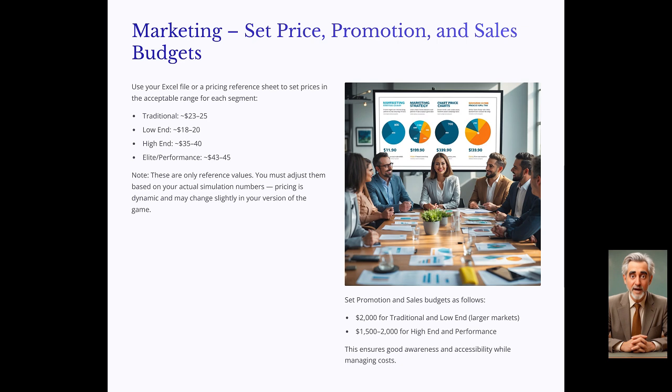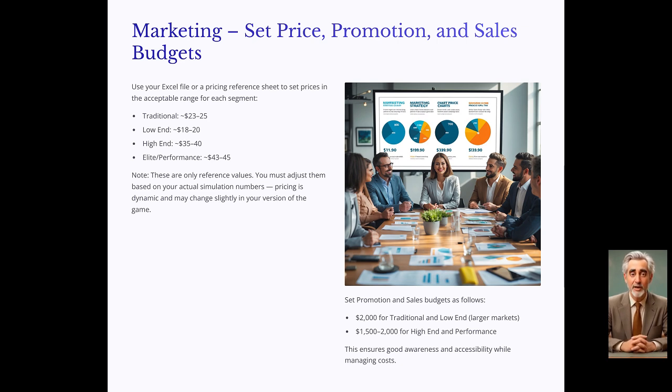Step 5. Marketing. Set price, promotion, and sales budgets. Use your Excel file or a pricing reference sheet to set prices in the acceptable range for each segment: traditional, $23.25; low-end, $18.20; high-end, $35.40; elite/performance, $43.45. Note, these are only reference values. You must adjust them based on your actual simulation numbers. Pricing is dynamic and may change slightly in your version of the game.